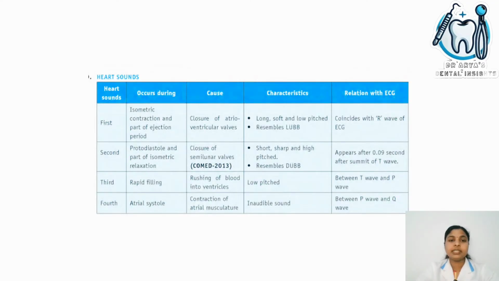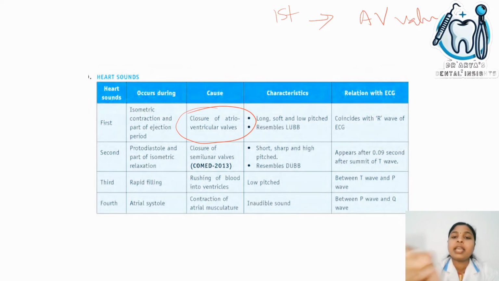Okay, so coming to some heart sounds. The first sound occurs due to isometric contraction and part of the ejection period, and the cause is closure of atrioventricular valves. So the first sound is due to closure of AV valves. It is long, soft and low pitched, and it resembles the lub sound. It coincides with the R wave of the ECG.